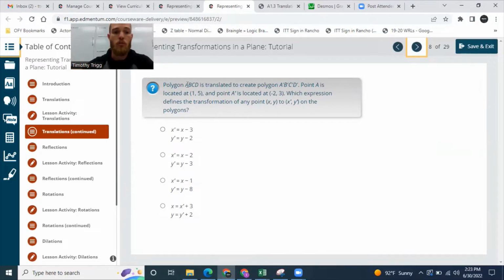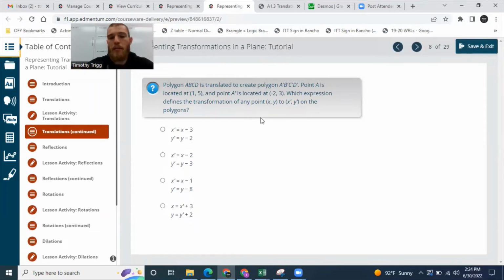Also, the original shape we call the pre-image. So in this one's case, the pre-image is ABCD, and that's creating the image A prime, B prime, C prime, D prime. Okay, so point A is located at 1, 5, and point A prime, on the image, is located at -2, 3. Which expression defines the transformation of any point x, y to x prime, y prime on the polygons?